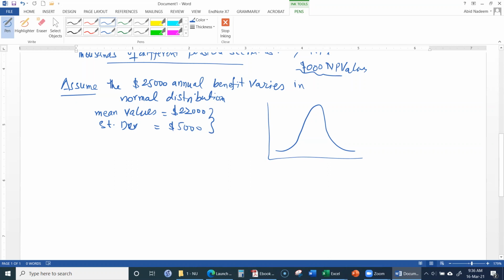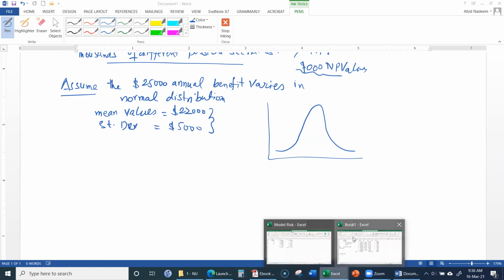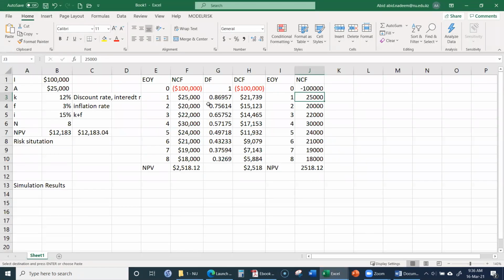But in this assumption, we are recognizing the variability in this annual benefit, with some reasonably determined values. Okay, so let's see that. Suppose, for example, what was the average value here? The average value over here was something like $22,300. And then there may be some standard deviation as well.